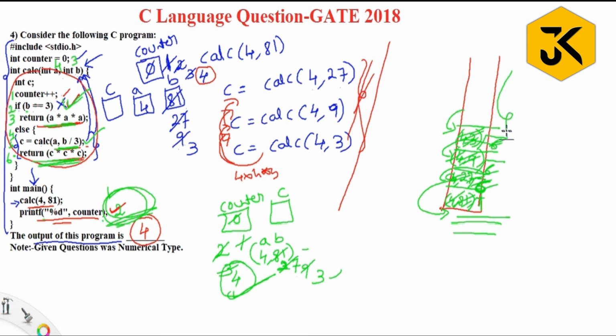See, this procedure is important when they are asking about the final value of c. If they are asking that, then it will be important for us.